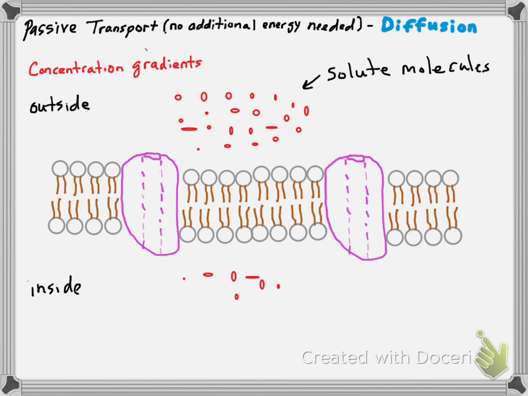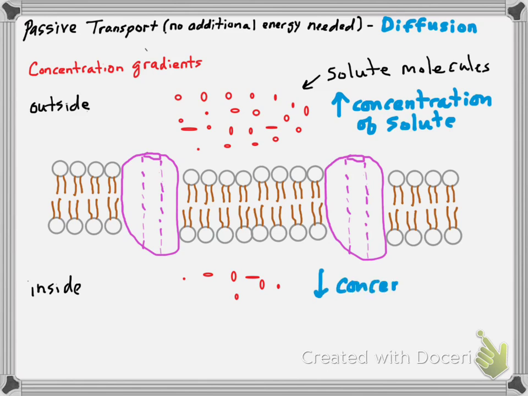Now, in addition to the direction the molecules will move, we also need to think about the way they get across the cell membrane. Will they go straight across the lipid bilayer, or will they need the help of those transport proteins? If they are small, nonpolar molecules, they will move straight through the lipid bilayer. It turns out that's what we have here.